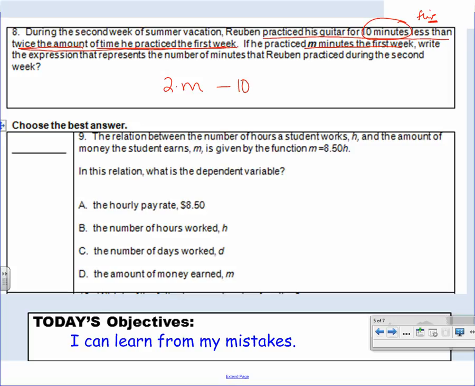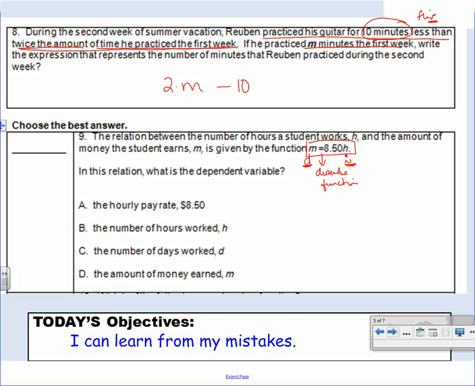Number 9, the relation between the number of hours a student works, h, and the amount of money the student earns, m, is given by the function m equals 850 times h. Remember that equal can mean depends on or is a function of. And so the letter that comes before it, that's our dependent. The letter that comes after is our independent. Alphabetically, D comes before I, so you know D is first, I is second.